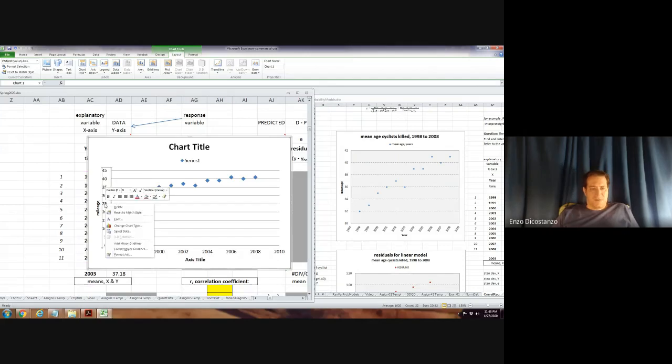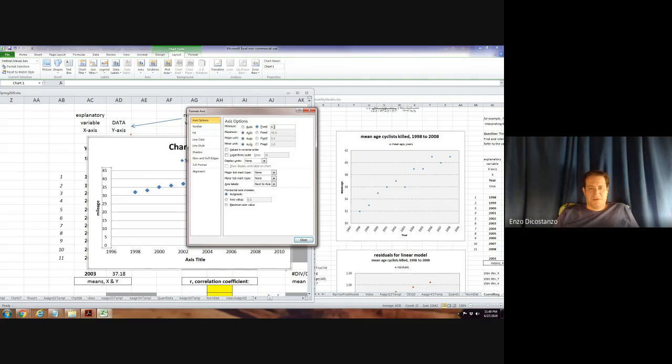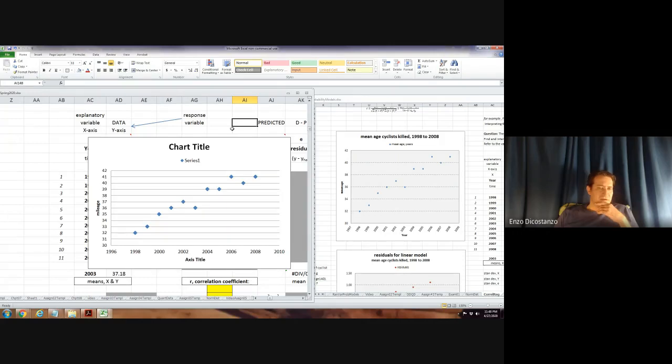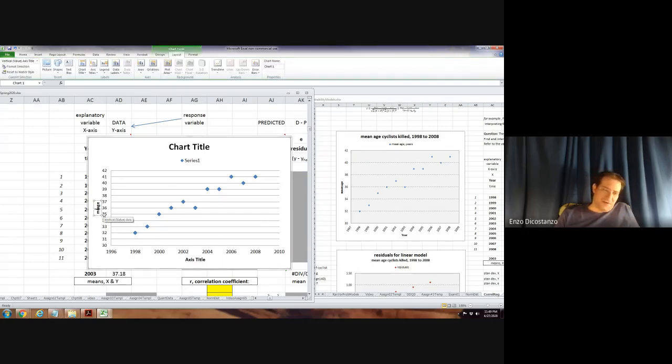Okay, this bottom minimum should be 30, and the major unit spaces should be 2. And what are we doing here? Is it mileage? Could that be mean age? Oh, pardon me, mean age. What am I doing? I apologize for that. That should be mean. I don't know what I'm thinking. That's mean. It's got to make sense, folks. Right? Mean age.